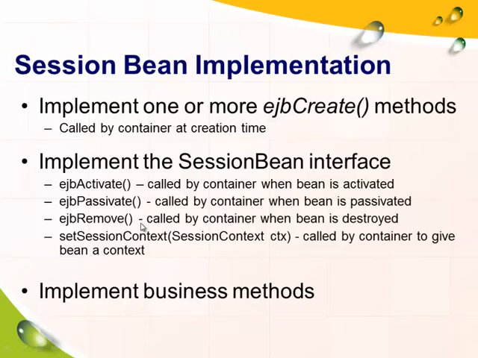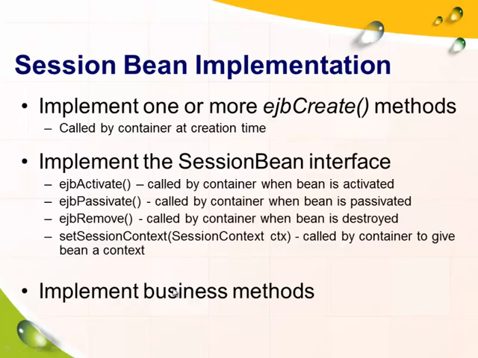Now if you say that I have nothing to be done when my bean is destroyed, so don't worry, just write this ejbRemove, keep the open and close curly bracket, and that's it. The server will simply call that method and do it. So these are called callback methods, and you are supposed to write them. Now these methods are there apart from your business logic. These are the lifecycle methods which are called by the server.